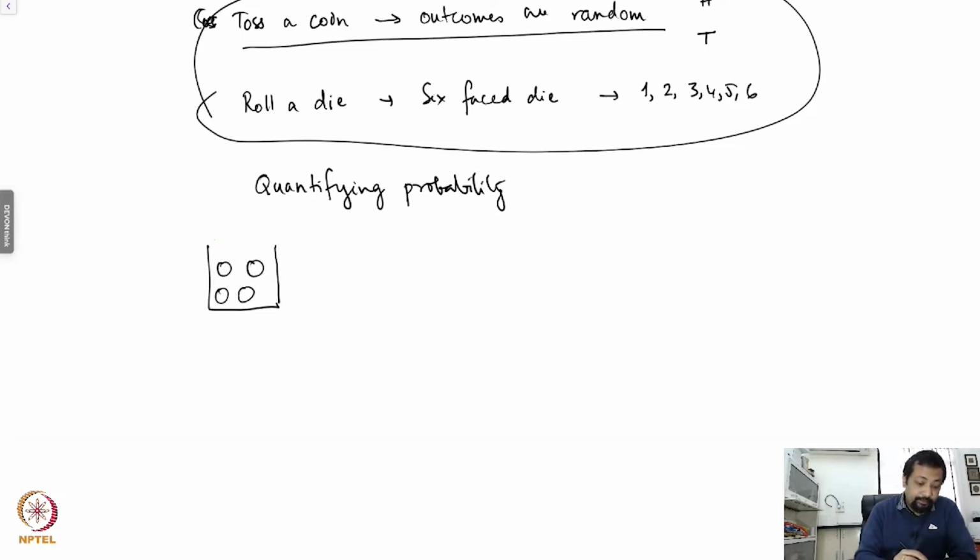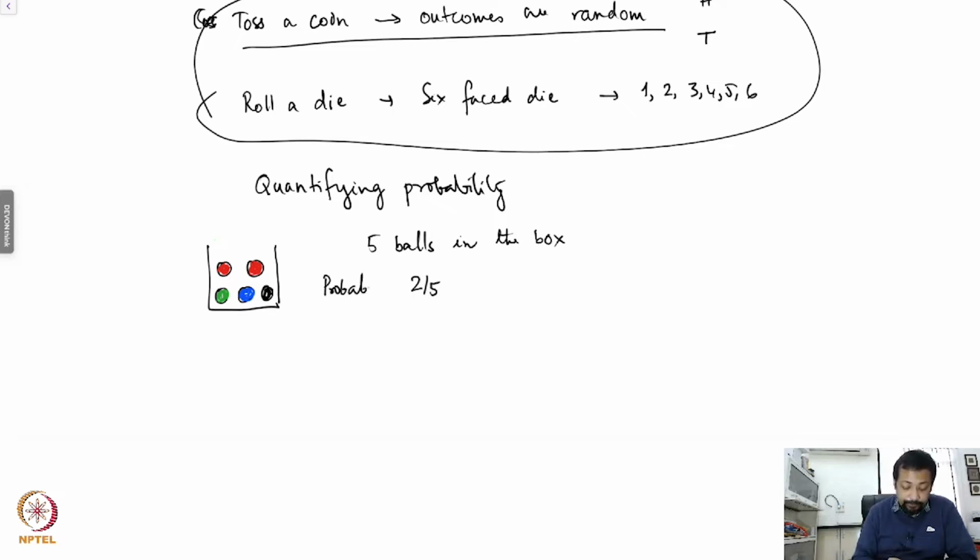Let's say, for example, I have a box which has different colored balls in it. Some of them can be red. So let's say 2 of them are red, 1 of them is blue, 1 of them is green, and 1 of them is black. So there are 5 balls in the box and you pick up 1 ball at a time. Then the probability that you get a red ball is 2 by 5.